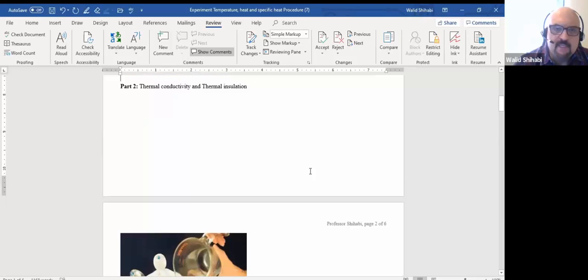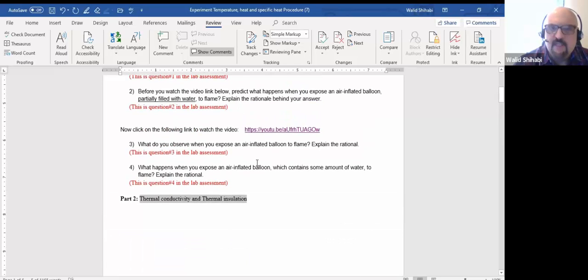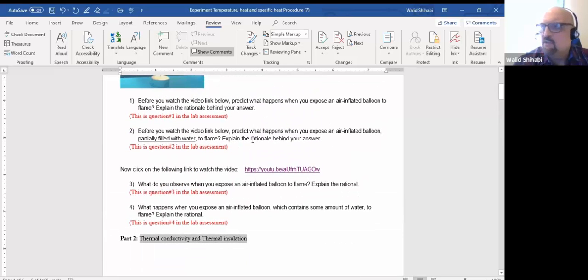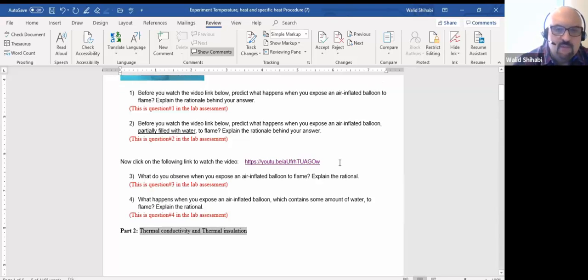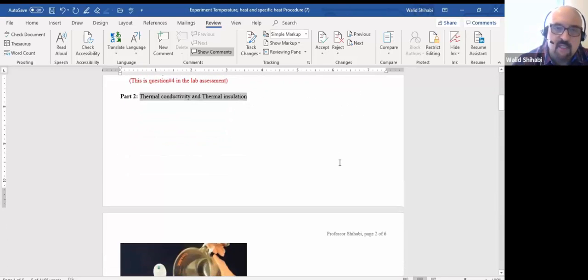The second part is also another video that tests thermal conductivity and thermal insulation. The first part also shows you the effect of water. Water, of course, has high specific heat. When you're subjecting a material like rubber, as the balloon is made of rubber, to heat, what will be the effect of the high specific heat water on the heat exchange?